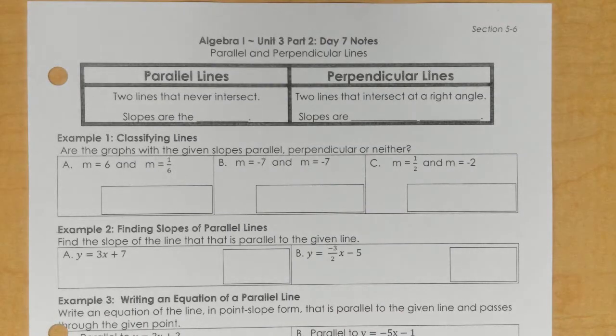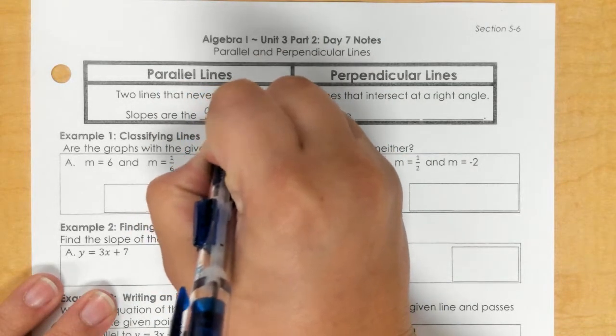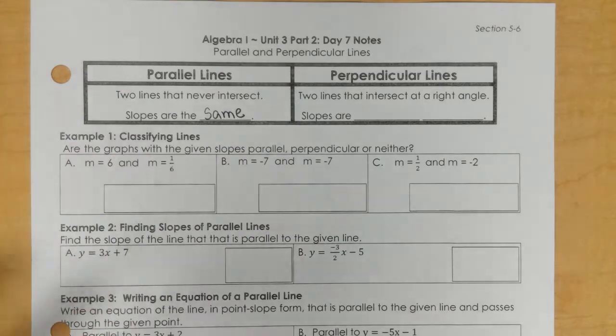For Unit 3, Part 2, Day 7 notes, we're talking about parallel and perpendicular lines. And more importantly, we're talking about their slopes. So what characteristics do parallel lines have with their slopes, and then vice versa with the perpendicular lines? So first, it says the parallel lines are two lines that never intersect on a graph or in general, and those slopes are the same. So you have the exact same slope for each line if they're parallel.